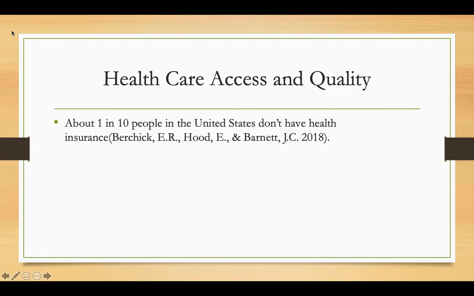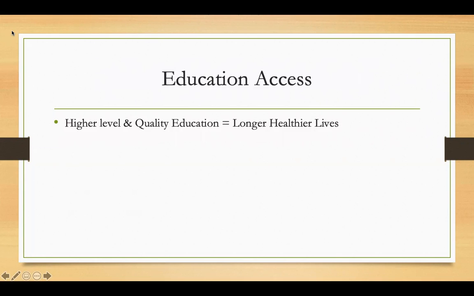The next one I want to talk about is education access. So a higher level of quality of education equals longer, healthier lives. This makes sense because when you think about it, the more education you have, the better job you're most likely able to get, and that better job will most likely be paying you pretty well. And the more education you have, probably the higher income you'll earn, most likely.